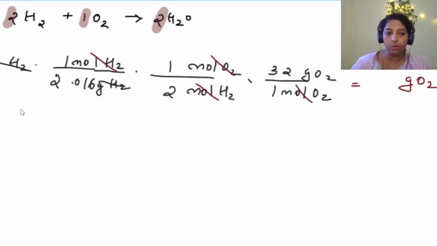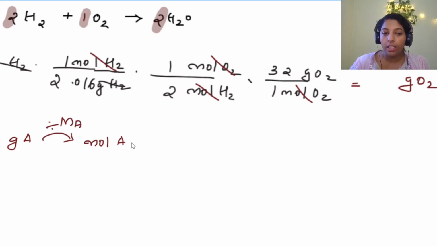So now, if you are given grams of some A, first you need to convert grams to moles of A, right? By using the molar mass. See, the gram you need to cancel out, so you have to divide by the molar mass of A. Then your aim is to convert to moles of B. So again you can use the mole ratio. This time moles of A have to cancel, so that should be the bottom and the moles of B should be the top.